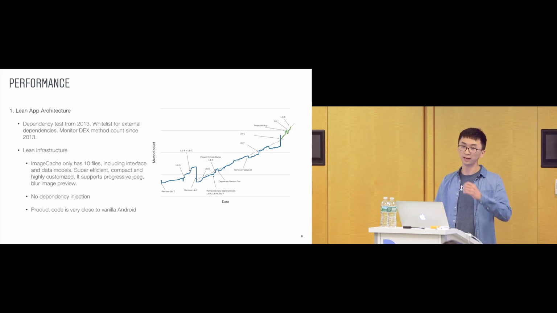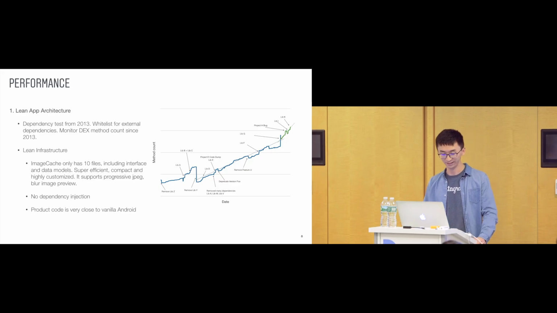And that's part of the lean app architecture. You really want to own the core part of your app and optimize it to the point where you cannot improve anything. The other part about lean architecture is that you want to adapt.